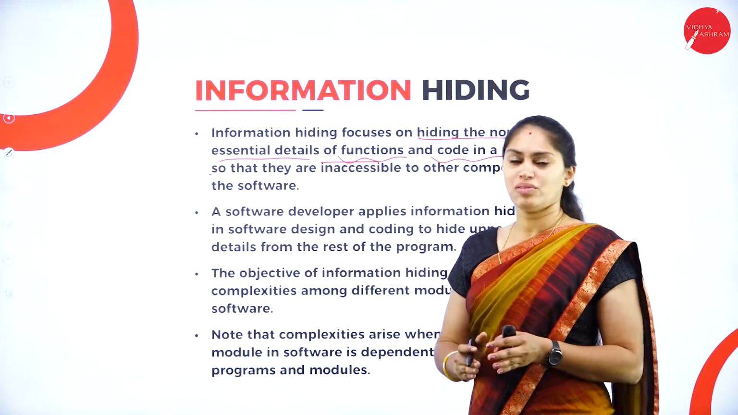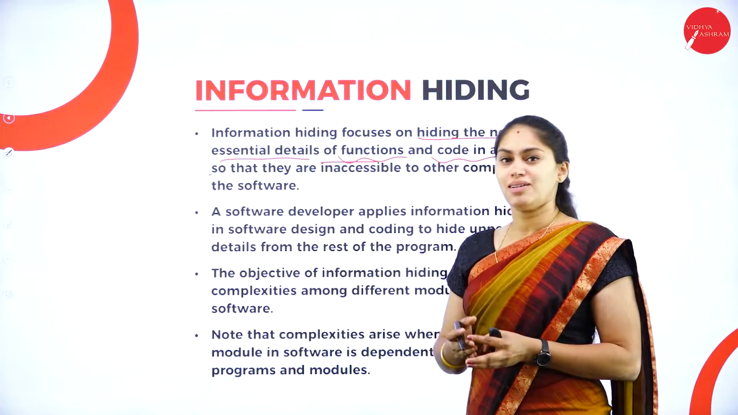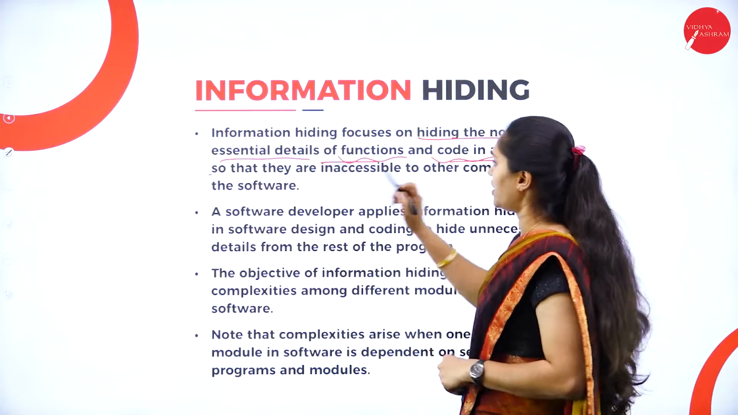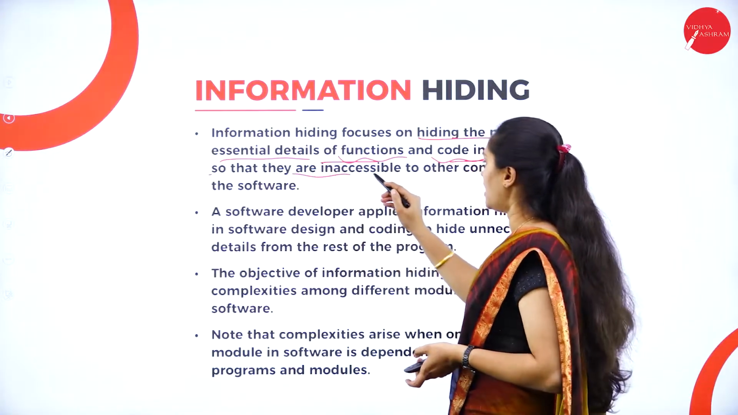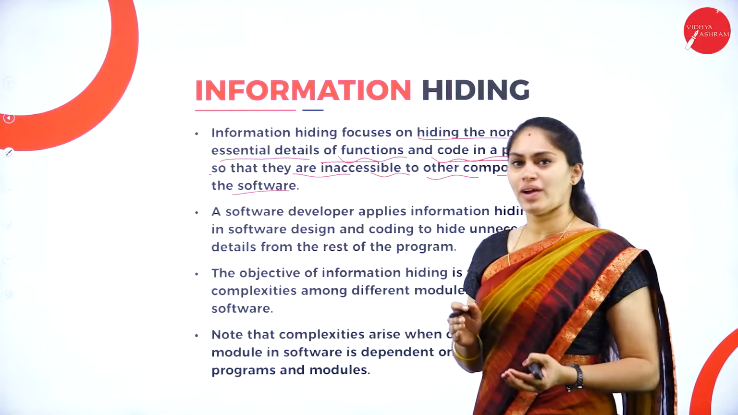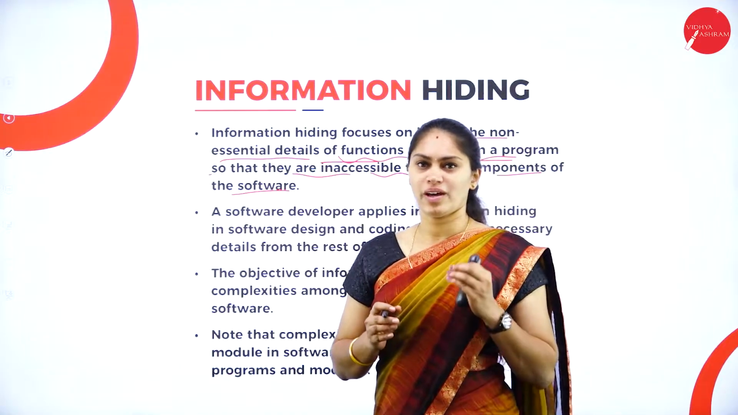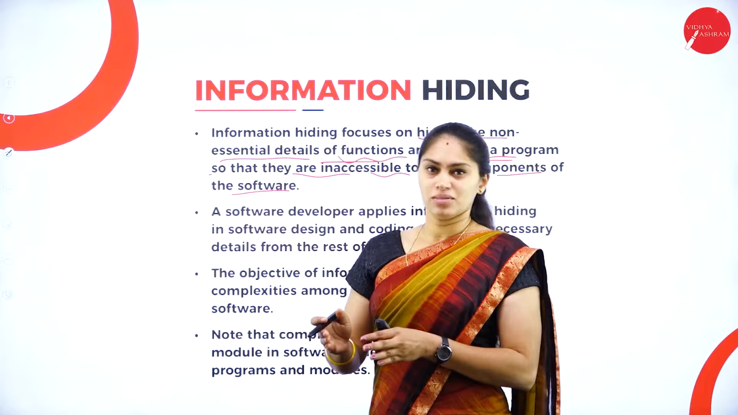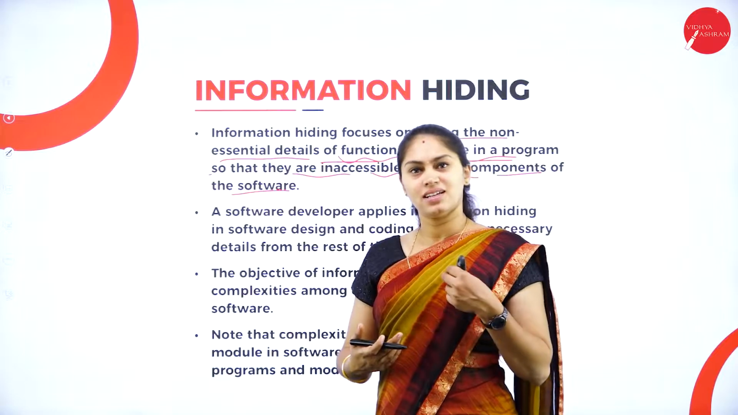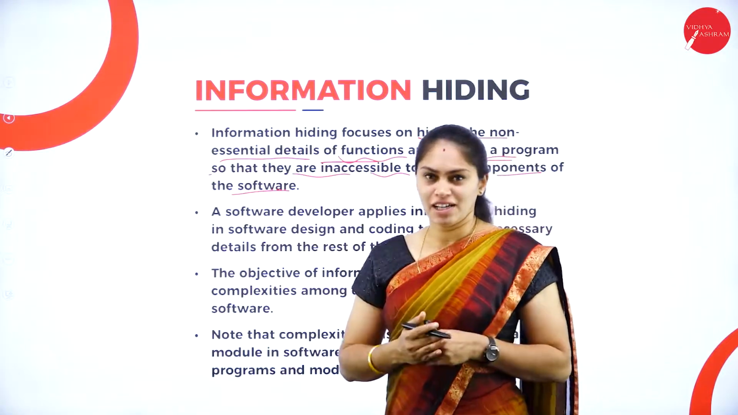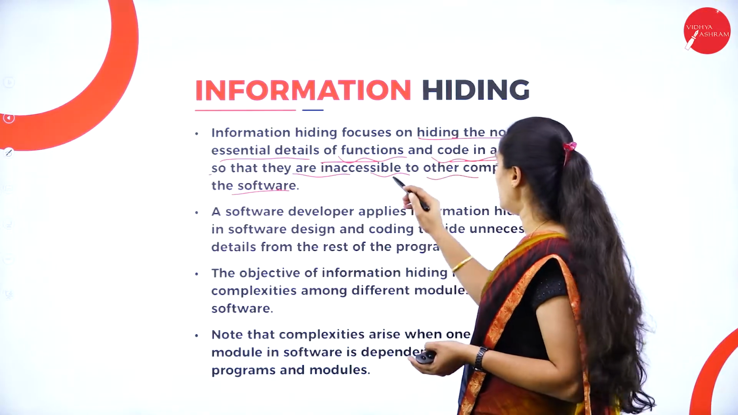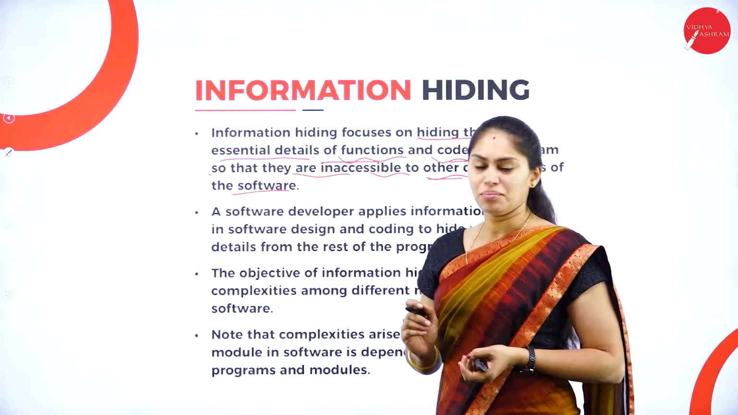When we have more information hiding, efficiency will be high because the user will not know its internal working, and the code in a program is inaccessible to other components of the software. When the working condition of one software or module is dependent on other modules, there will be more complexity. Information hiding helps to make a module inaccessible from one component to another component in a software.